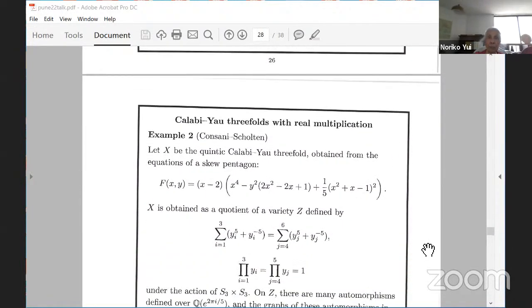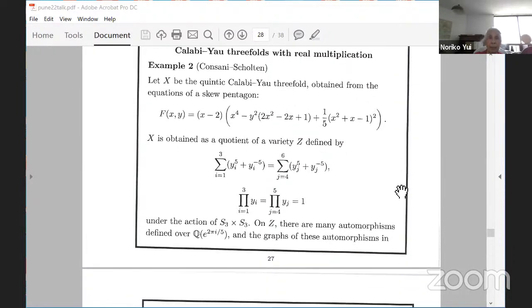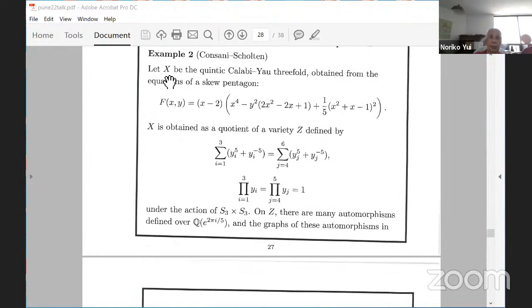So what kind of Calabi-Yau threefold will have real multiplication? We have the skew pentagon. If you consider a skew pentagon like that, then we can obtain this Calabi-Yau quintic as a quotient of the variety defined by these equations, with i equal 1 to 3 and j equal 1 to 6. The symmetric group S3 obviously acts here, commuting with those.